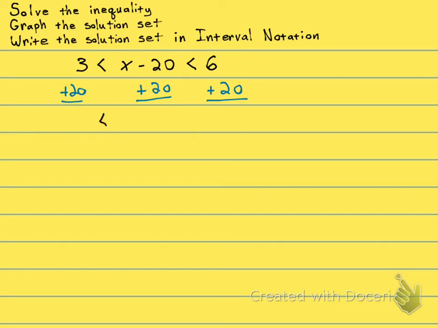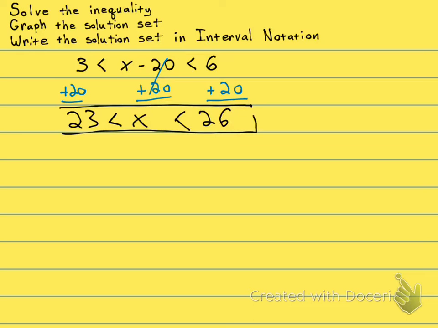All right, now on the left part, 3 plus 20 is 23, which is less than x, because negative 20 plus 20 turns into a 0, which is less than 26. Okay, and here is the solution. Let me fix this. Less than. Here is the solution. It is x is greater than 23 and less than 26.